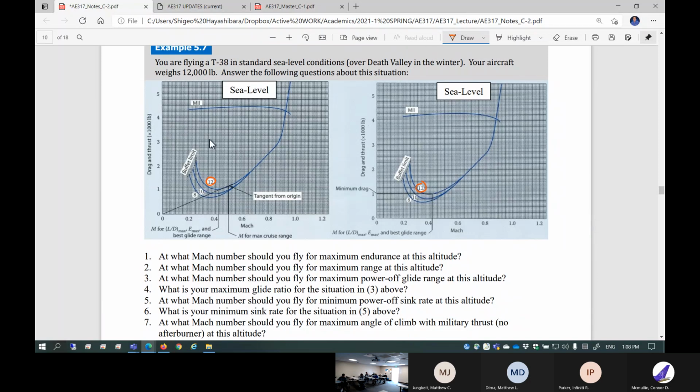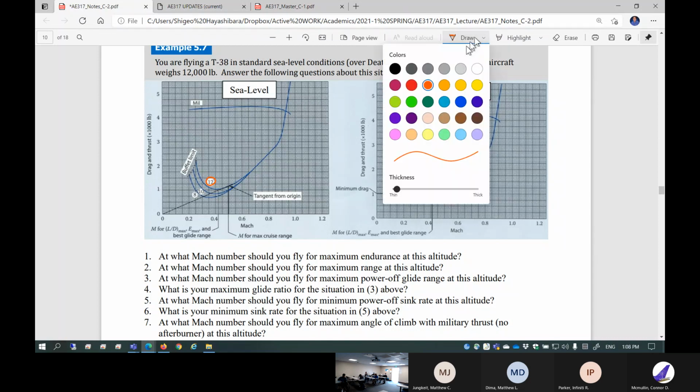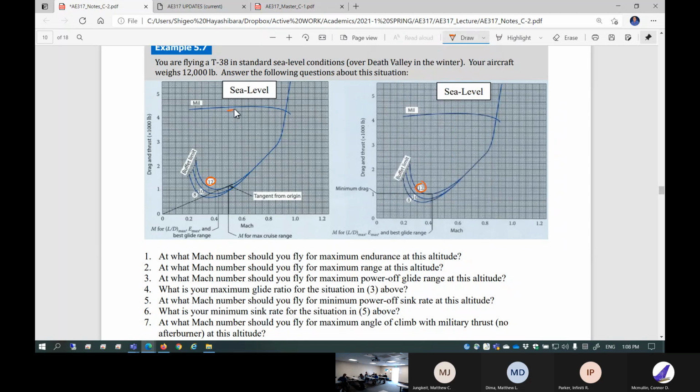Okay, so this is the straight level unaccelerated flight T-38 real data. So this is the thrust plot, right? So this is the thrust available, the TA. TA is almost constant, but not quite. Let's be careful. So this is the thrust required, or drag. Now obviously for different airplane weight, thrust required is different. So we are going to follow through this 12,000 pounds curve.